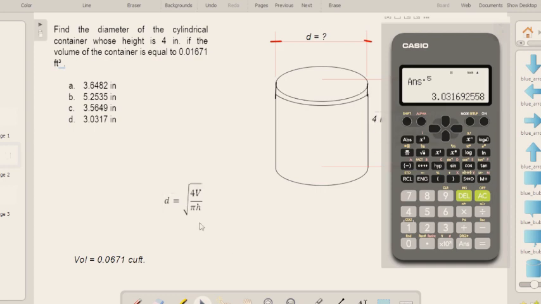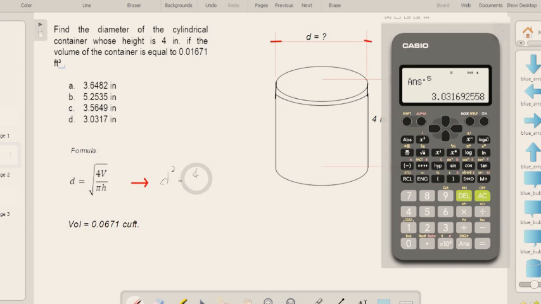There you go. And so the formula that we are going to use is D is equal to the square root of 4V over pi H, where V is the volume of the container and H is the height of the cylindrical container. So this is actually the volume, which is equal to 0.01671 cubic feet.